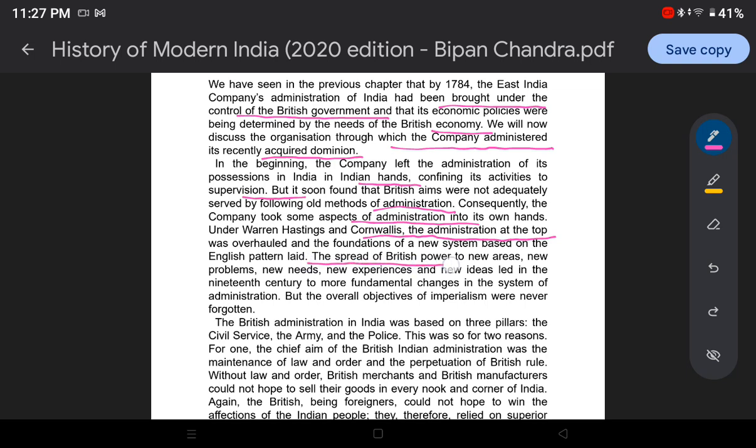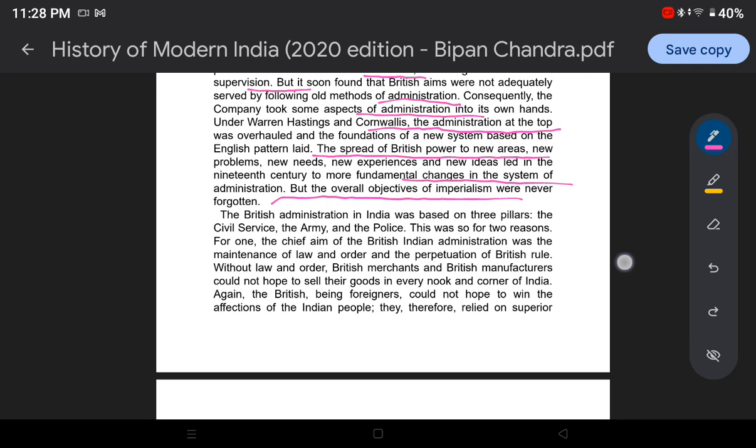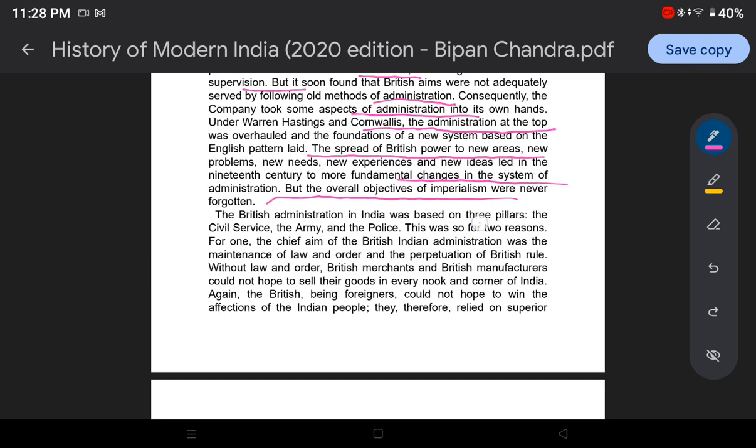The spread of British power to new areas, new problems, new needs, new experiences, and new ideas led in the 19th century to more fundamental changes in the system of administration. But the overall objectives of imperialism were never forgotten. The British administration in India was based on three pillars: the civil service, the army, and the police. This was so for two reasons.